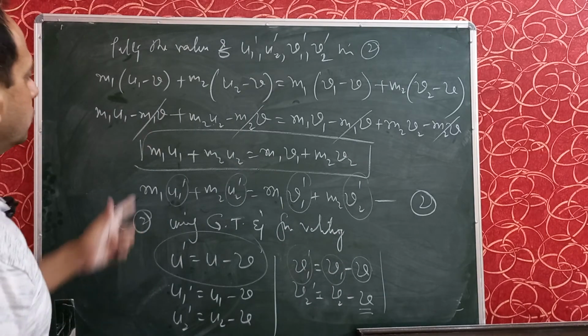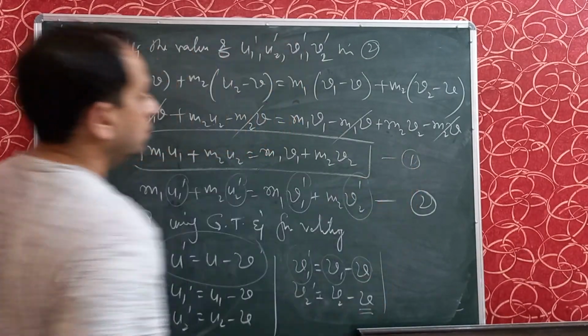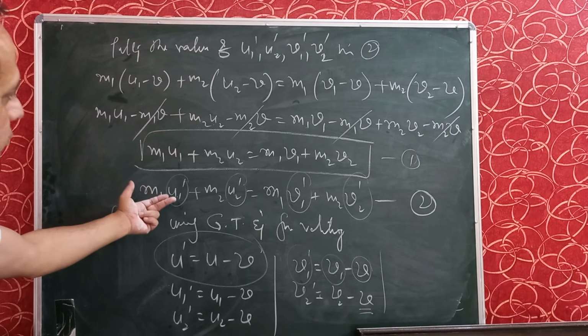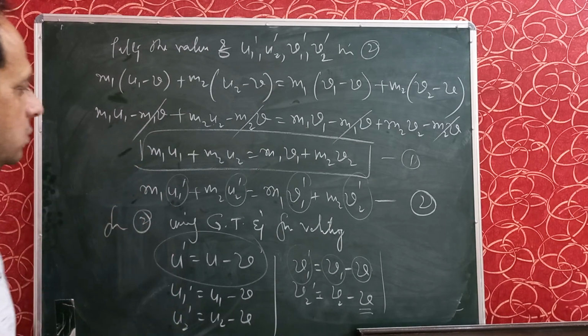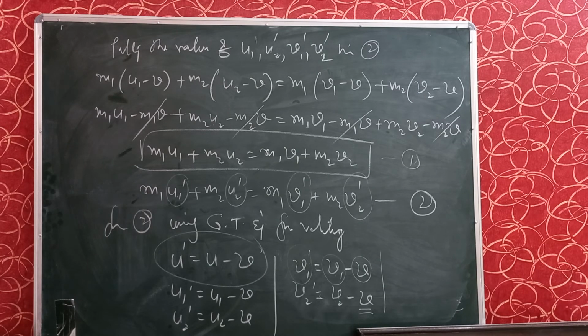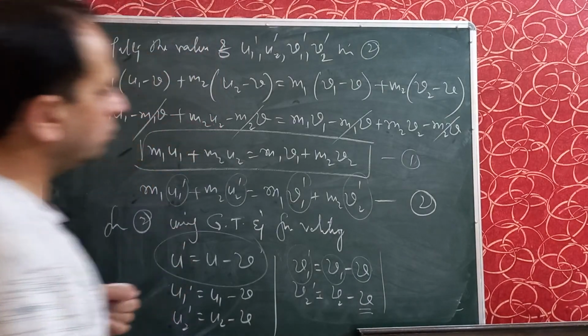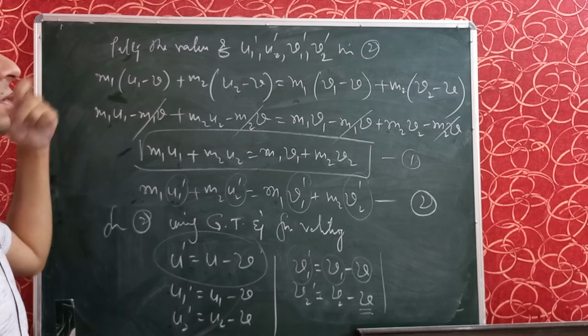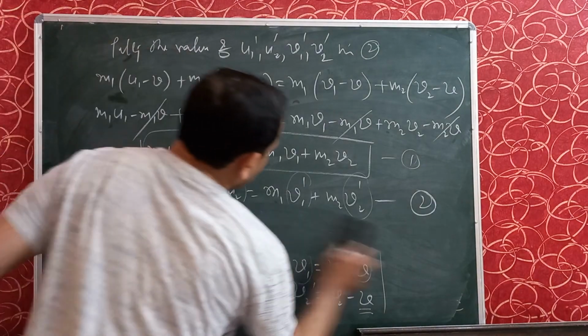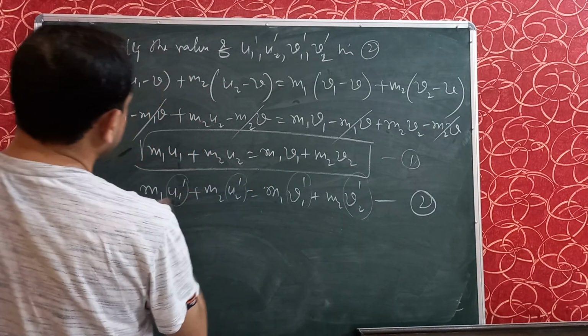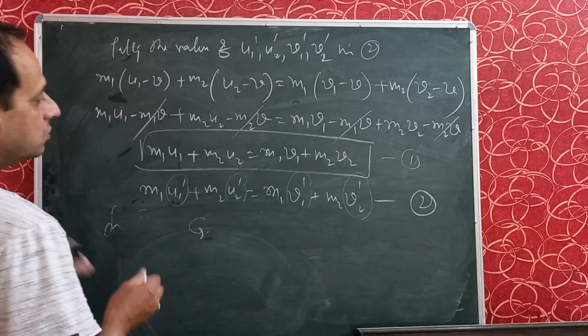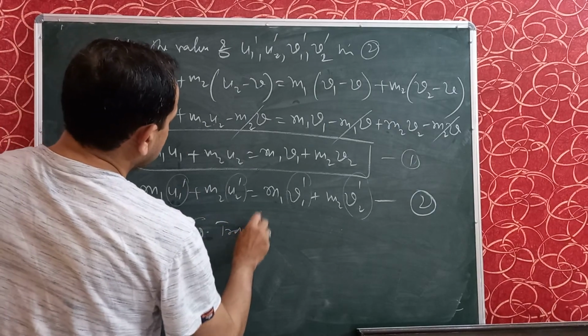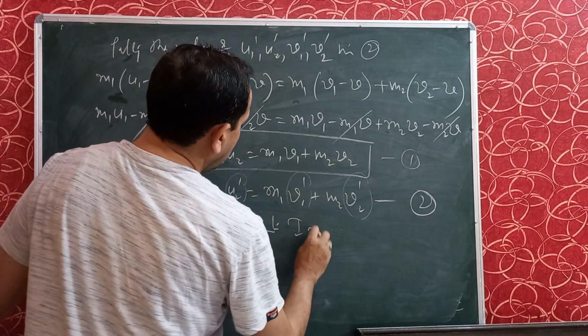So this is nothing but our equation number 1. It means equation number 2 is reduced to equation number 1 by using the Galilean transformation equation for velocities. So from here it is clear that the law of conservation of linear momentum is invariant. It will not vary. It will give the same answer in S frame as well as in S dash frame. So the law of conservation of linear momentum is invariant under Galilean transformation. So it is called Galilean transformation invariance.